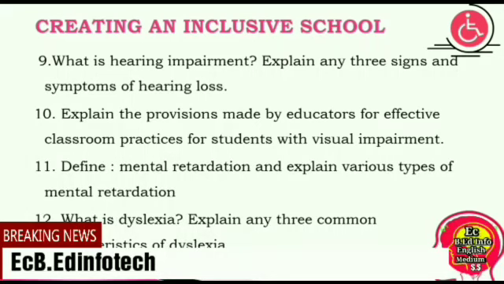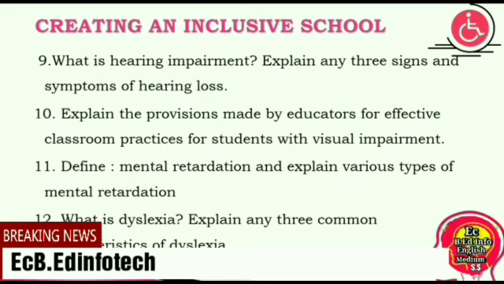10. Explain the provisions made by educators for effective classroom practice for students with visual impairment. 11. Define mental retardation and explain various types of mental retardation. 12. What is dyslexia? Explain any 3 common characteristics of dyslexia.